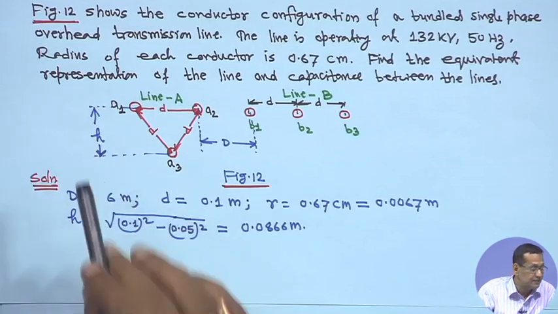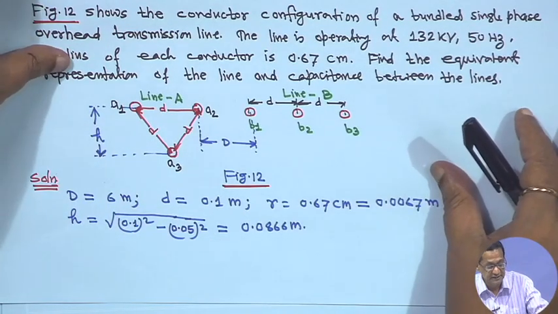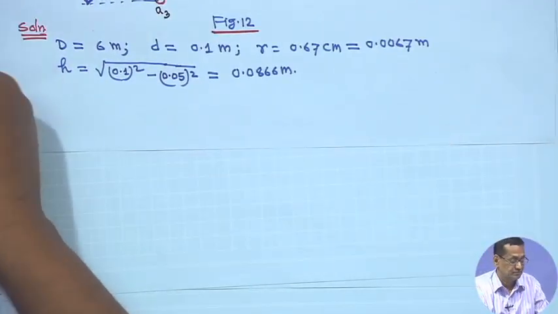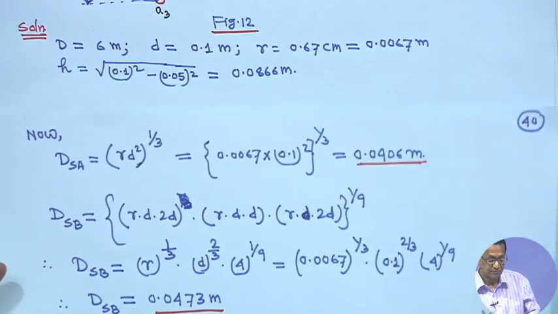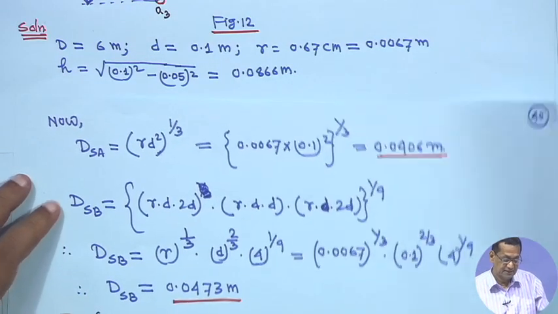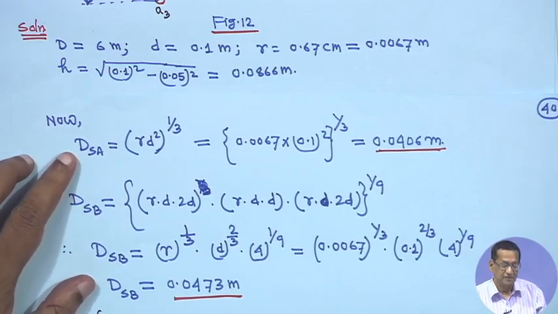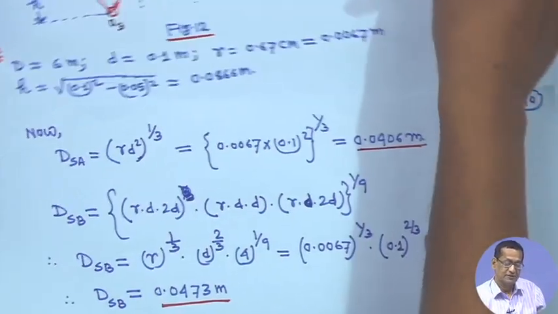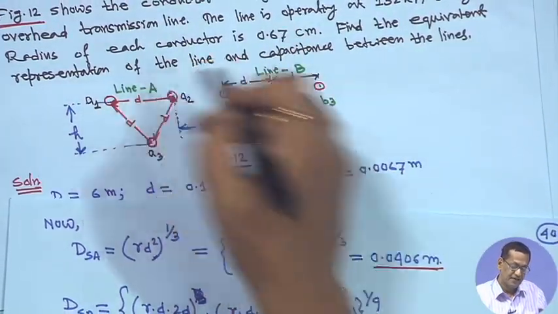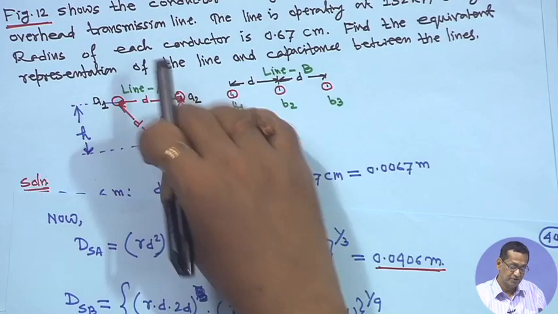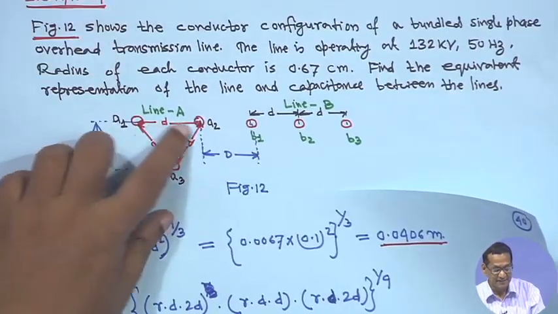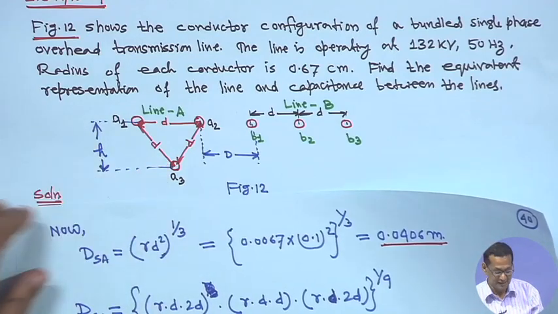So, this is your H, right. Next, you have to find out DSA and DSB, I mean the self GMD of this side, as well as, this is for line A, this is for line B. So, this side you have to find out. So, basically it is this configuration, actually a series equilateral triangle, right.